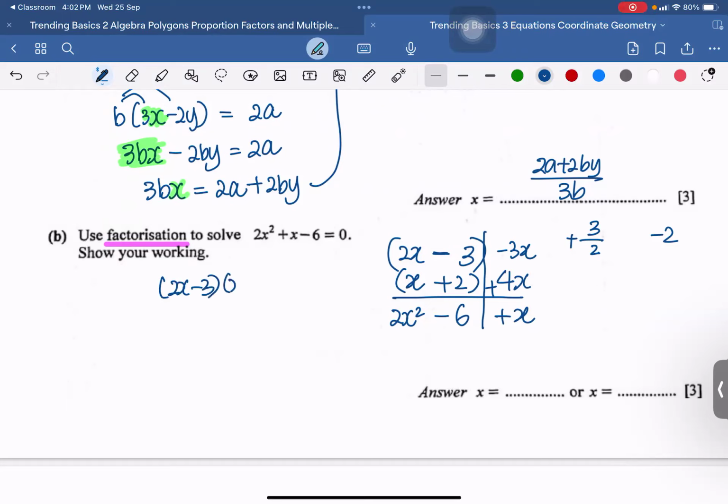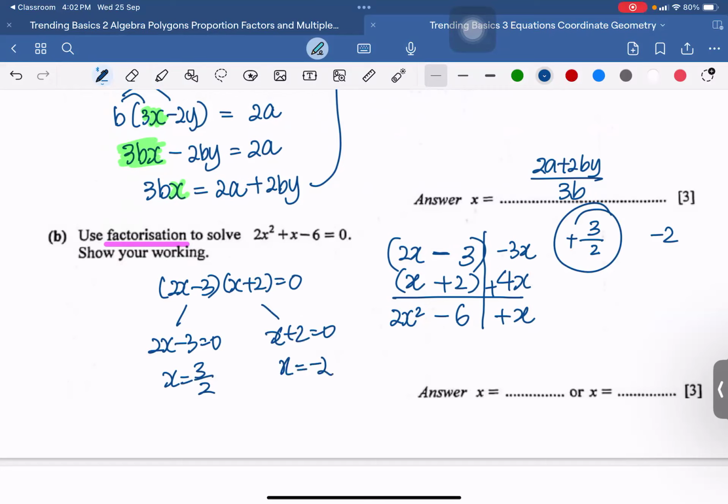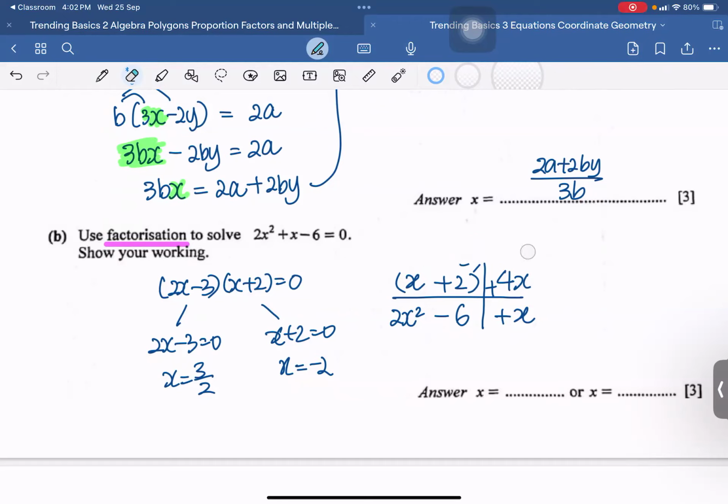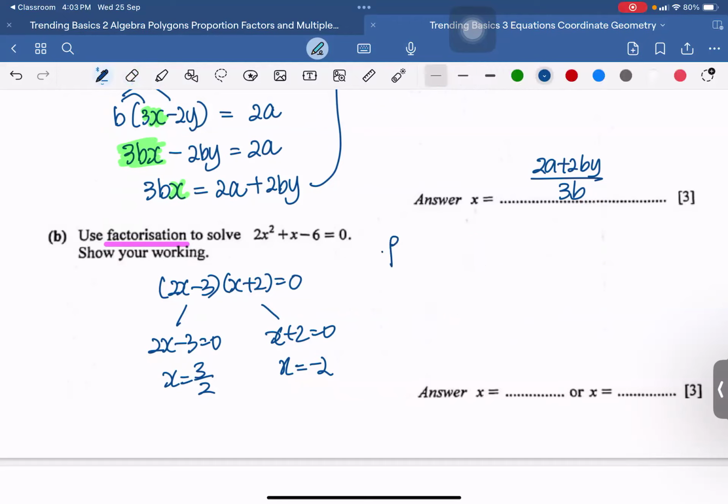2x minus 3, x plus 2 equals to 0. From here, you can get your first answer. Obviously, this is your answer in your calculator. Okay, x equals to -2. This one all are okay, right? But now I have a question. I need all of you to tell me, how do you factorize this one?